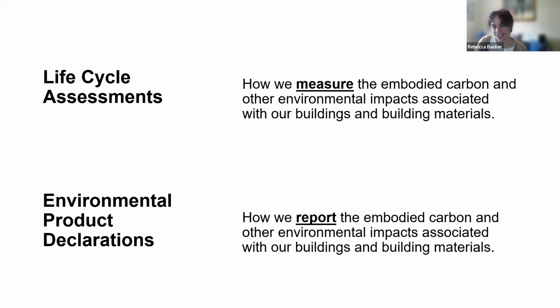So I've mentioned LCA and EPD quite a bit now, but what exactly are they? A life cycle assessment is essentially a model that we build to measure the embodied carbon and other environmental impacts associated with our building services and products. For today's webinar, we'll specifically be looking at how LCAs are used to quantify the environmental impacts of products. The Environmental Product Declaration, or EPD, is then the public report which summarizes the findings from the LCA. So the LCA is the model and the EPD is the public report.